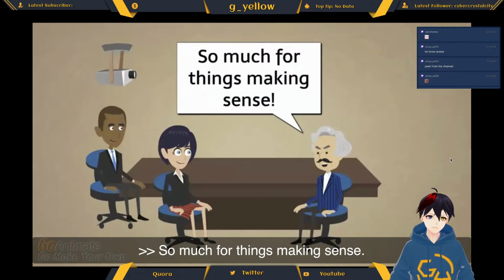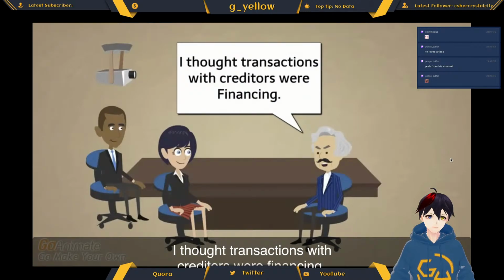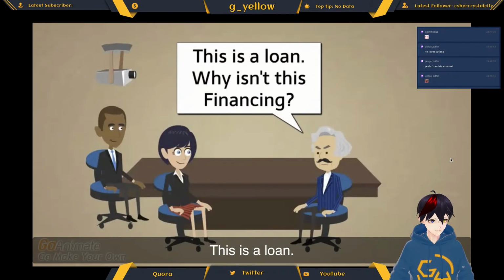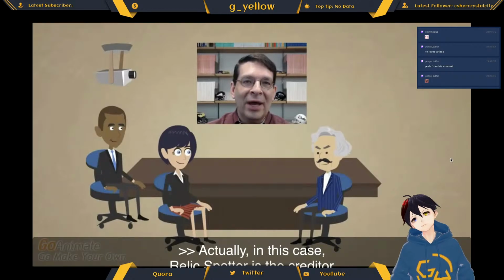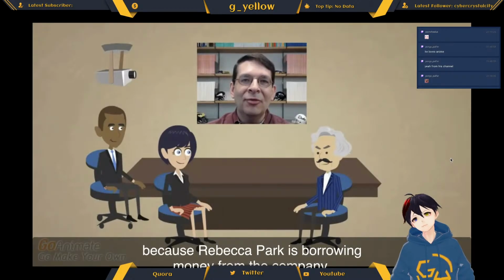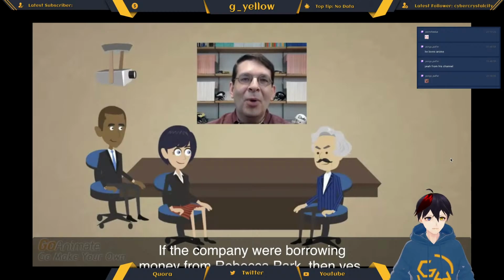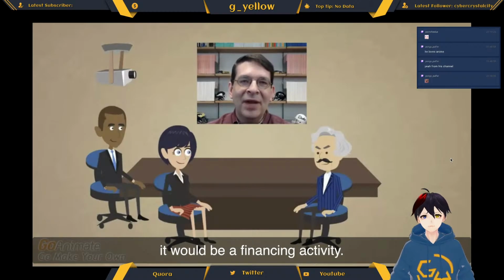So much for things making sense. I thought transactions with creditors were financing. This is a loan. Why isn't this financing? Actually, in this case, Relic Spotter is the creditor because Rebecca Park is borrowing money from the company. If the company were borrowing money from Rebecca Park, then yes, it would be a financing activity.